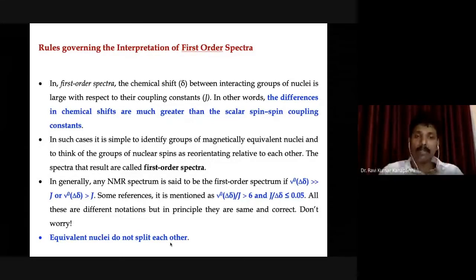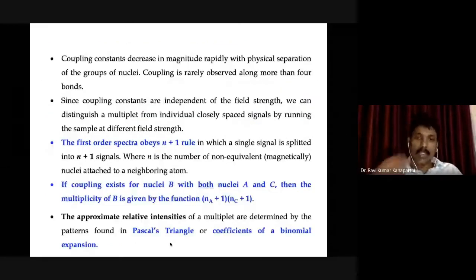Those are the basic definitions of the first order spectrum. And equivalent nuclei do not split each other. For example, you have CH3 protons, and the CH3 protons do not split each other. That is typically true in all proton NMR spectra. They will not undergo any kind of splitting, so in that case we call it a first order spectrum. But there are cases where they do split, where certain nuclei on the same nuclei will split.